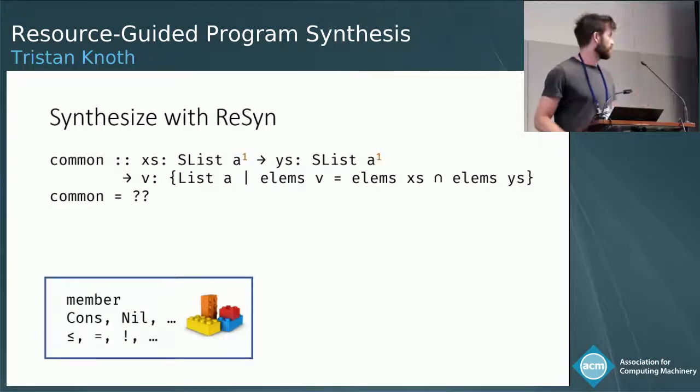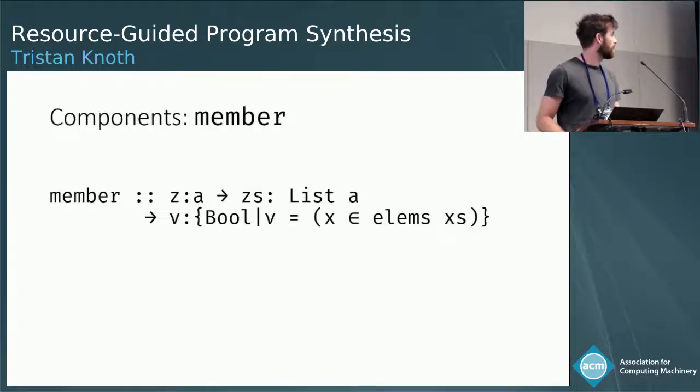And just like Synquid, we also need to give ReSyn a set of components. And in particular, we want to tell the synthesizer that member is going to traverse the entire input list. And that means we're going to, again, annotate these type variables with a single unit of potential, which means that member might have to make 1 recursive call per element in the input list.